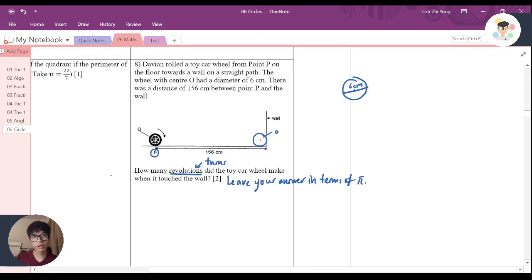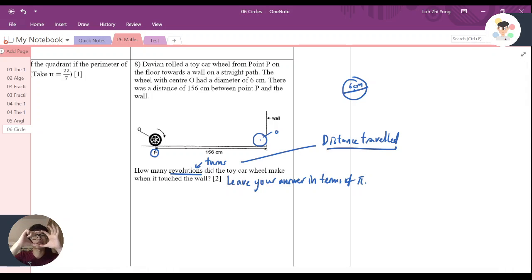Now, in order for me to look for how many revolutions the wheel made, the first thing I need to know is the distance that it travels, divided by the circumference of the wheel. That means one circle, the length of 1 turn, is the circumference of the wheel. So the first thing to define is the distance.